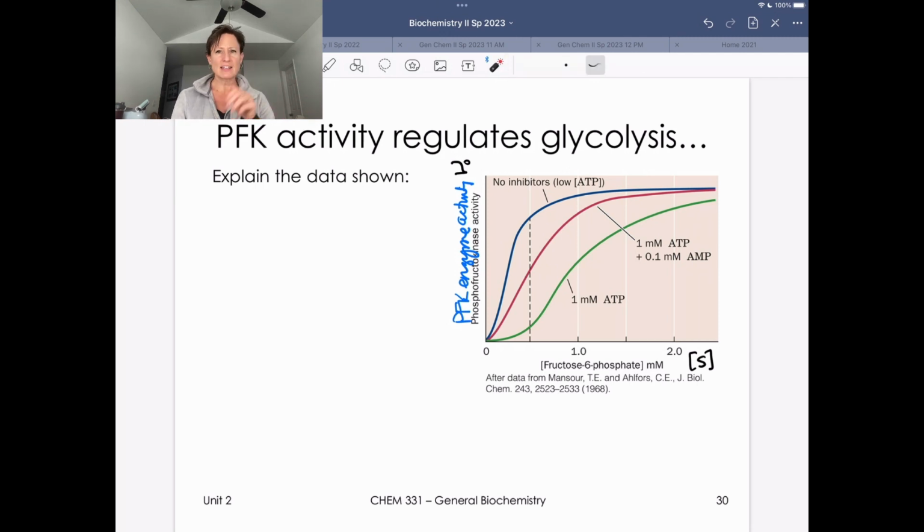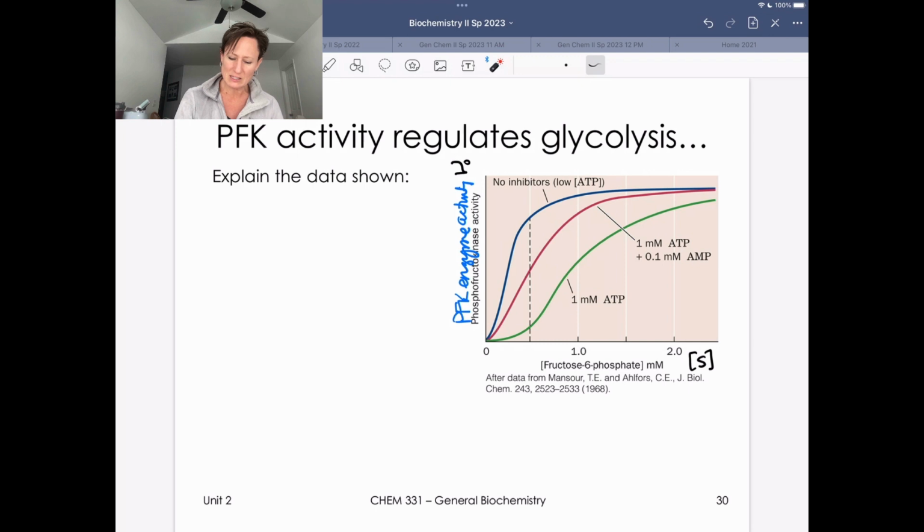And with all of these lines, and we'll explain them all in just a minute, regardless of which one you're looking at, we can see that as we increase the concentration of substrate, the reaction gets faster. Now, one of the things we'll comment on is that some of these lines are shifted more to the right than others. So we're going to get to that in just a minute.